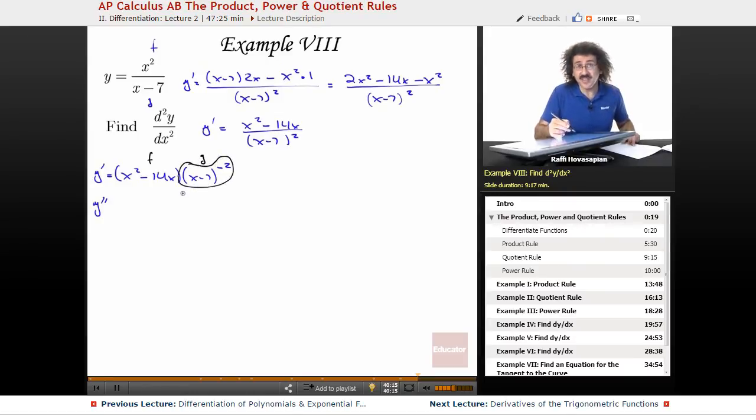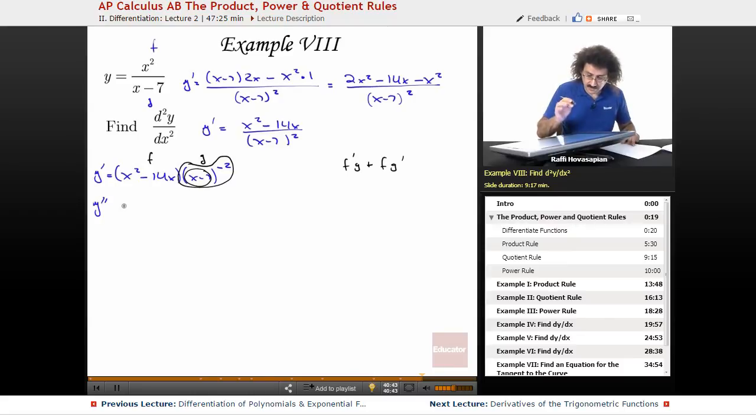But notice that g itself is made up of a function raised to a power. So I just have to be really, really careful here. So this is the power rule. I'm sorry, this is the product rule. This is f times g. So we're going to have f prime g plus fg prime: the derivative of this times that plus the derivative of this times that.